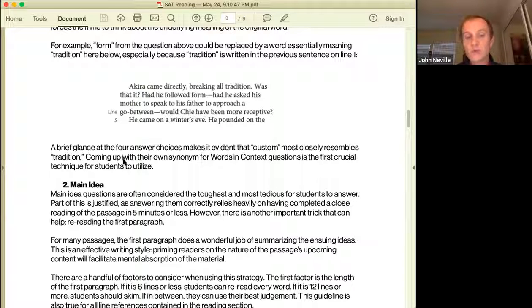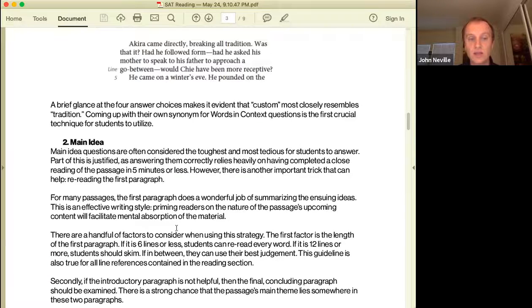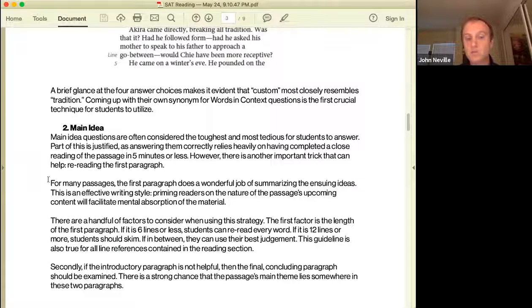Students often struggle with these because they tend to heavily rely on how closely they read the passage. You've only got 4 to 6 minutes to read a passage. Did you read it closely enough to be able to answer this question? But luckily, there's also another trick. And this trick is to reread the first paragraph, because for a lot of SAT reading passages, the first paragraph will include the main idea in it, because that's simply good writing style, right?